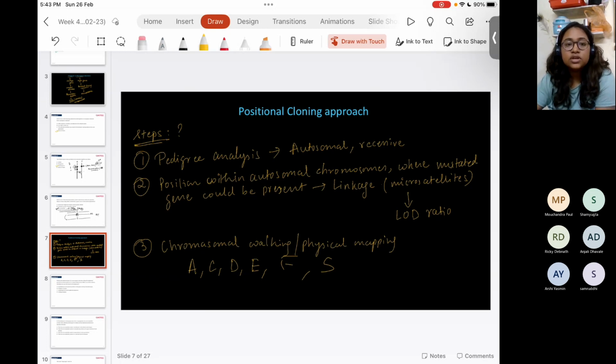For that, you can use animal models, or you can use in vitro studies, where within the cell you are deleting that particular gene and seeing the morphological or functional changes within the cell. So these kinds of studies can be done to validate. Is there any doubt?